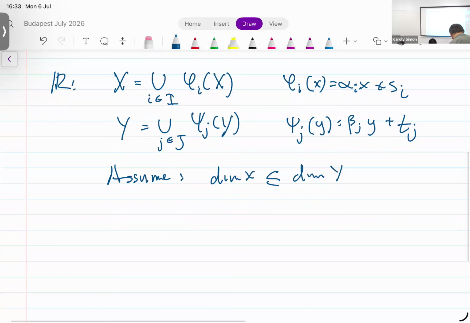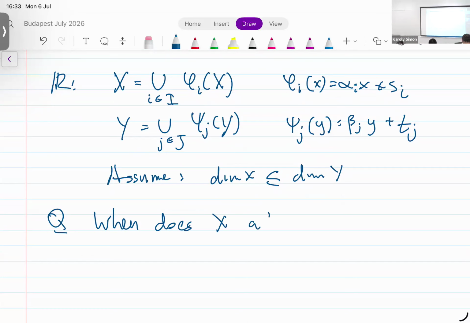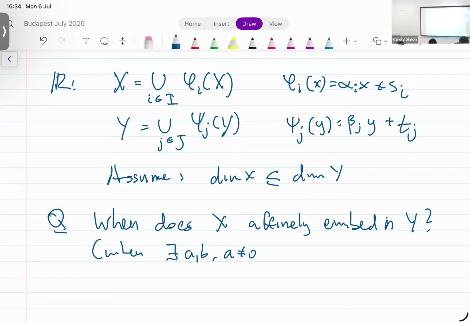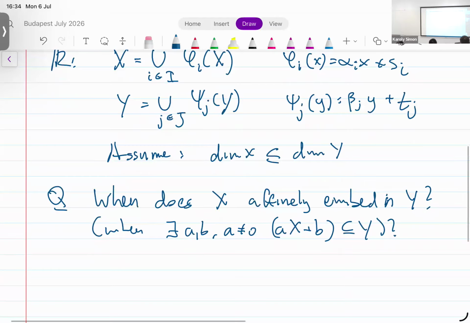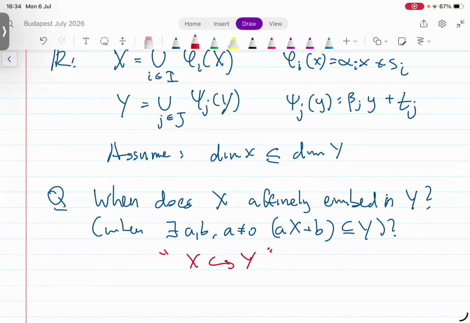Then the question that I'm interested in is, when does X affinely embed in Y? Meaning, when do there exist constants A and B with A not zero, and AX plus B is contained in Y? And I'll denote this relation by X embeds in Y. So I'm not going to say affinely all the time, because that's always going to be the case.